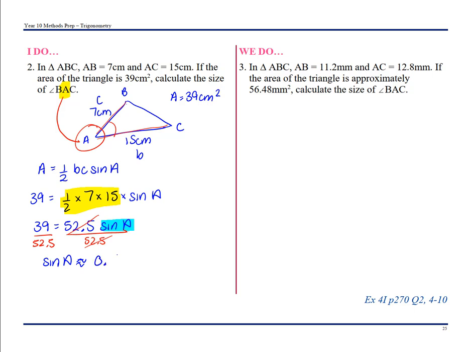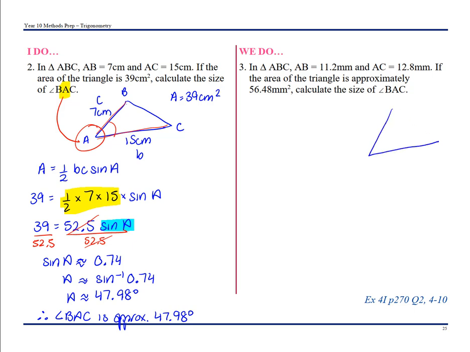Which is approximately 0.74. So our A is going to be approximately inverse sine of 0.74. And we get approximately 47.98 degrees. So therefore, angle BAC is approximately 47.98 degrees. Now pause the video and have a go at the next one yourself. It's very similar, so think about that process and go through it.